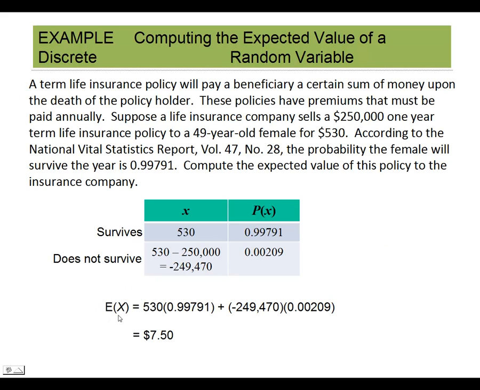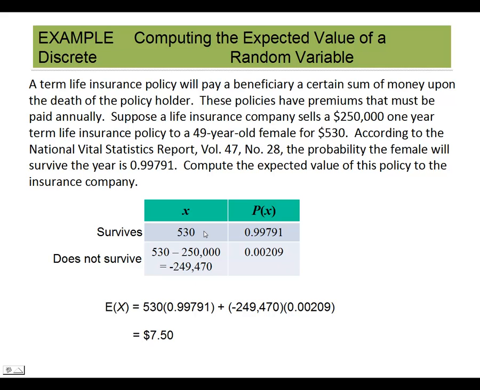Here's one with the notation of the expected value of x. This is a life insurance policy, and they're going to collect $530 per person who buys the policy, and they're going to pay out $250,000 for anybody who dies in the term. Now, we also have the probability that someone is going to survive that year, and it's this 0.99791, so there's a very high chance that the person is going to survive. The probability that they're going to die is the complement of this, so 1 minus 0.99791 comes out to 0.00209.